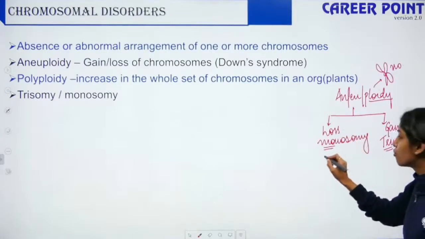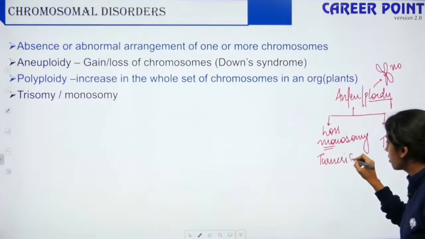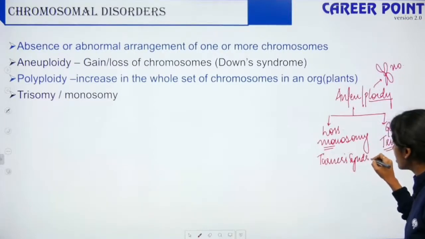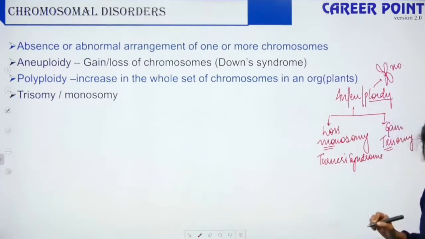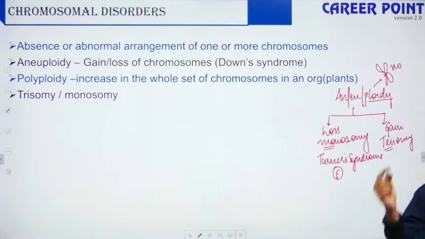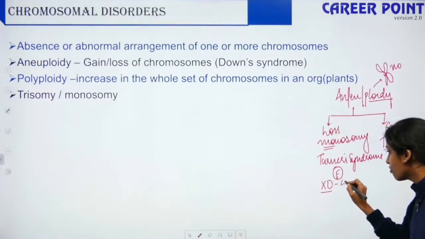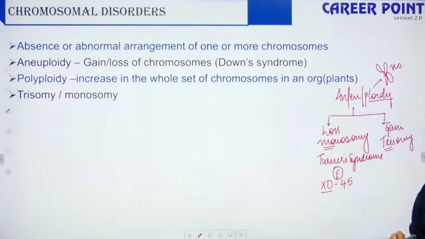The example of monosomy is Turner's syndrome. Turner's syndrome is in case of females. Females have 1 sex chromosome less. So they have the XO condition. They have only 45 chromosomes.